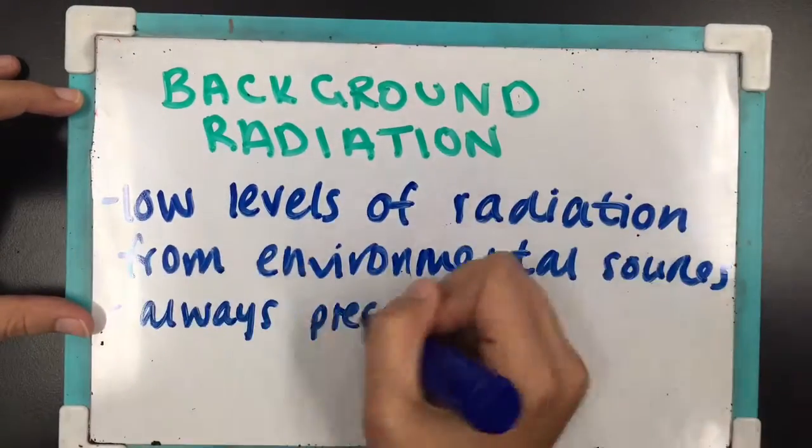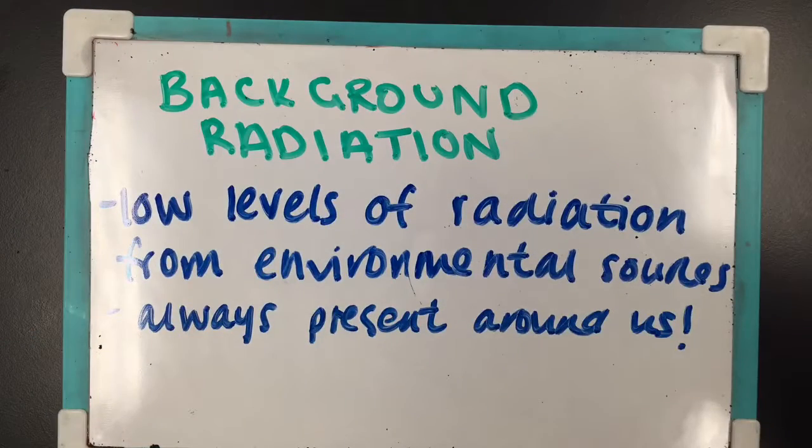Background radiation is low levels of radiation from environmental sources always present around us. Examples of these could be nuclear power and weapons, cosmic rays, food and drink, medical, ground and buildings, and radon gas.